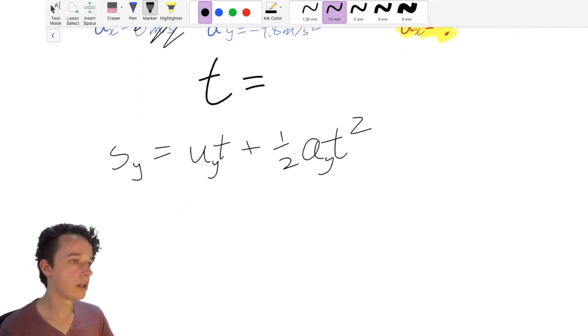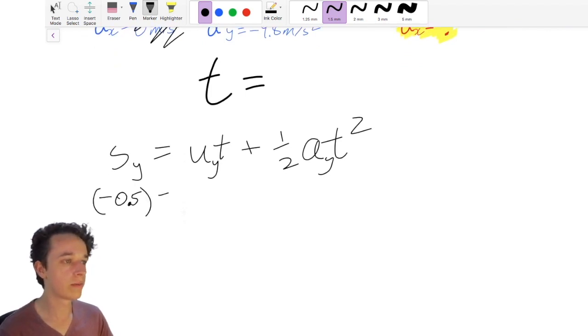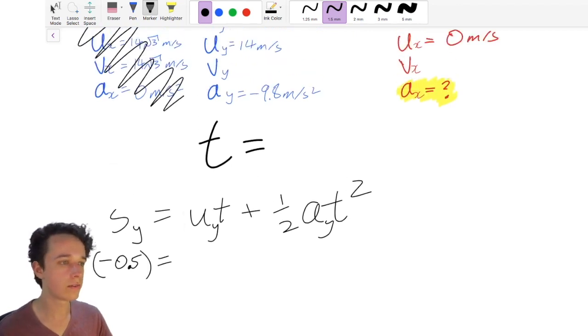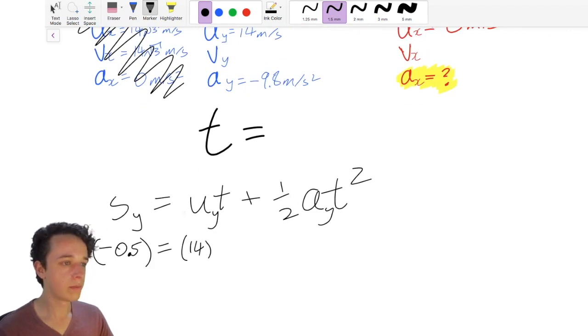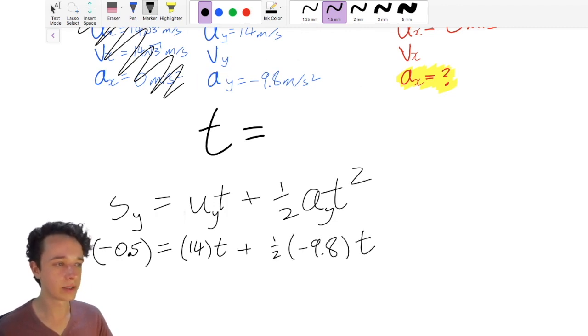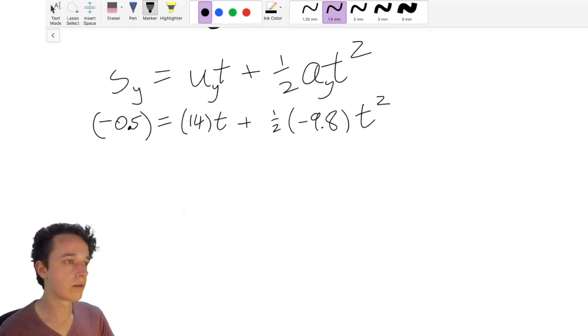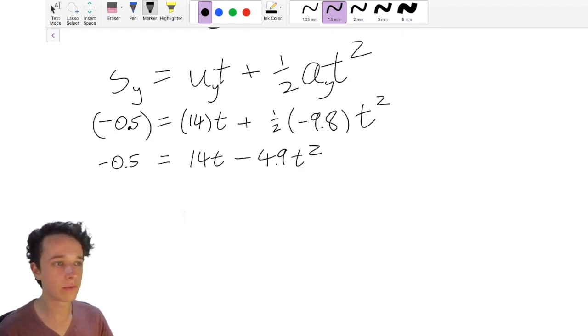Sy is negative 0.5. You can write 0.50 if you want, but it's just easier to write 0.5. Uy is 14 meters per second multiplied by t plus half of negative 9.8, which is the ay here, multiplied by t squared. Now we can write this a little more simply as negative 0.5 is equal to 14t minus 4.9 t squared. Again, negative 4.9 is just half of negative 9.8.